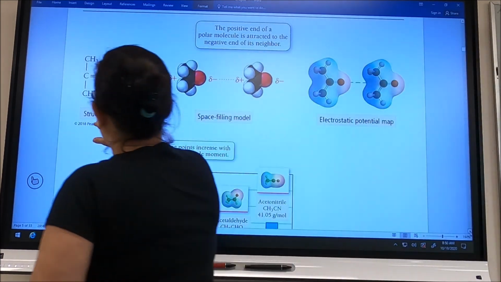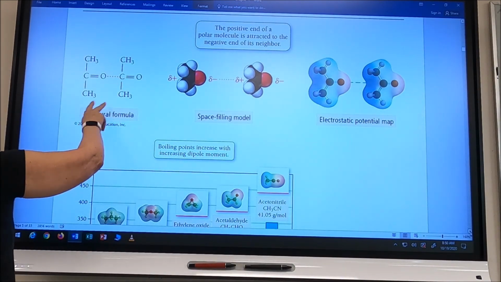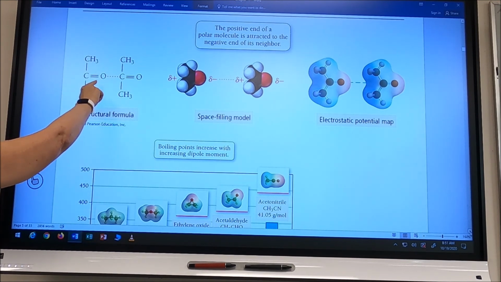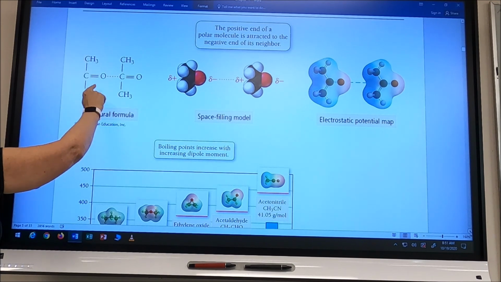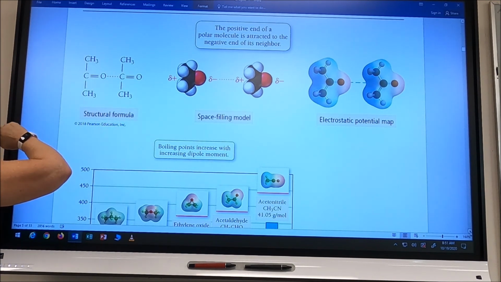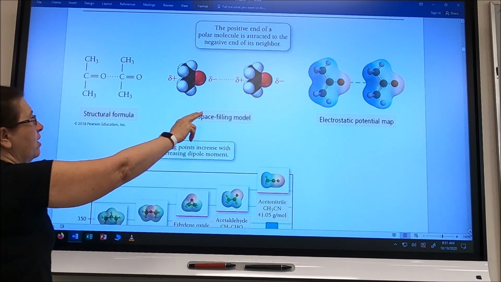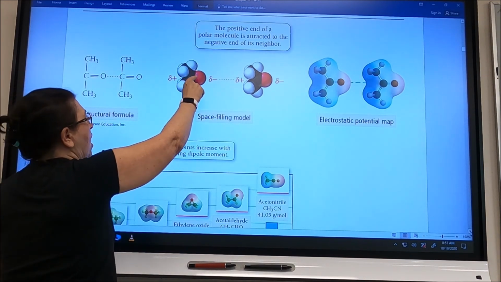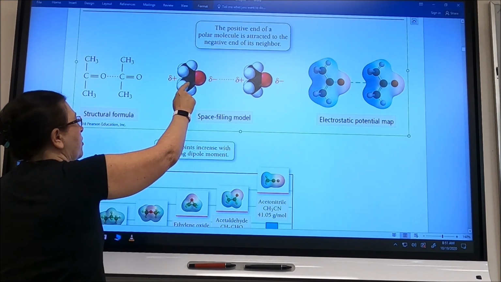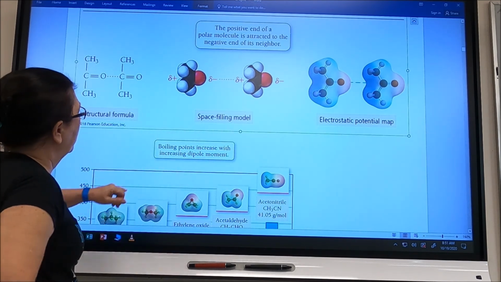Here is the structural formula for dimethyl ether. It's not a full Lewis dot structure because not all of those are drawn out and they're not showing the lone pairs on the oxygens, but this is a structural formula. If we look at a space-filling model, there's the oxygen, there's the central carbon, the two side carbons, the whites are hydrogens, and it's a polar molecule.